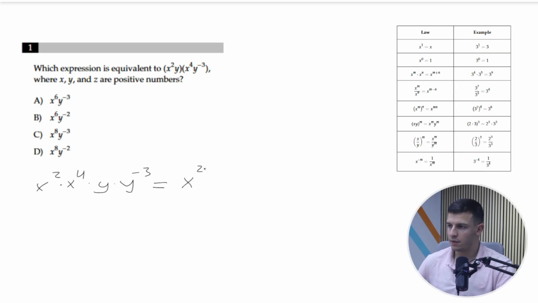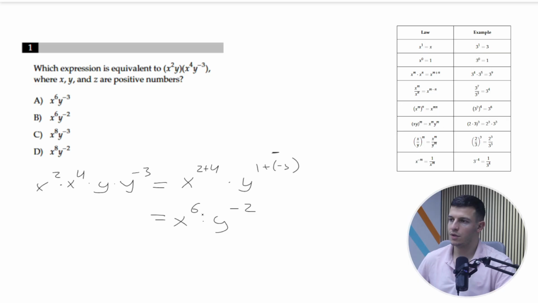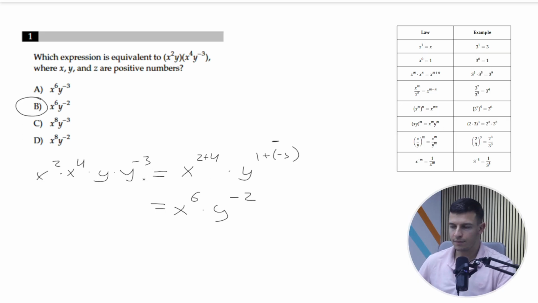So x to the power of 2 plus 4 times y to the power of 1 plus negative 3. That's going to be equal to x to the power of 6 and y to the power of 1 plus minus, this is going to become minus 1 minus 3, which is going to be negative 2. So x to the power of 6, y to the power of negative 2.